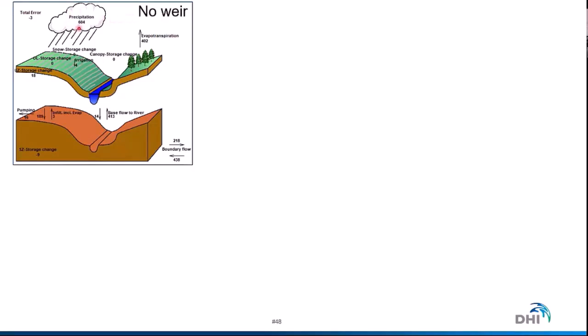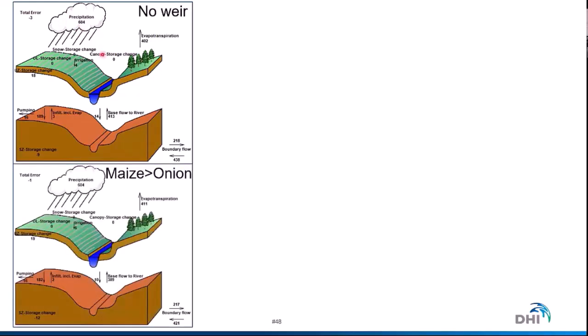We have a precipitation of 600 millimeters. And now we would like to compare it with the maize to onion setup. And what you see here, if we look at the irrigation and the evapotranspiration, they are changing, of course, because we have a different crop. That means a different leaf area index distribution, a different root depth distribution. So in this case, the evapotranspiration is rising slightly, and also the dependent irrigation amounts.